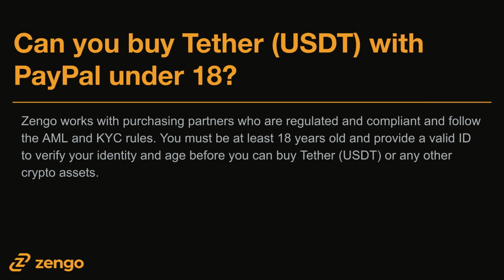Can you buy Tether USDT with PayPal under 18? Zengo works with purchasing partners who are regulated and compliant and follow the AML and KYC rules. You must be at least 18 years old and provide a valid ID to verify your identity and age before you can buy Tether, USDT, or any other crypto assets.